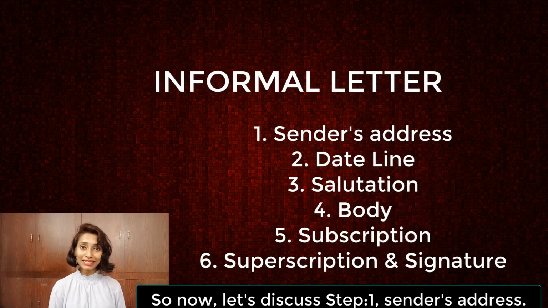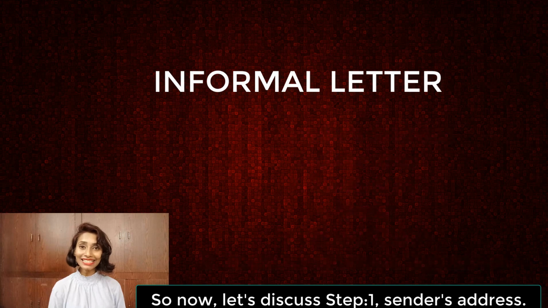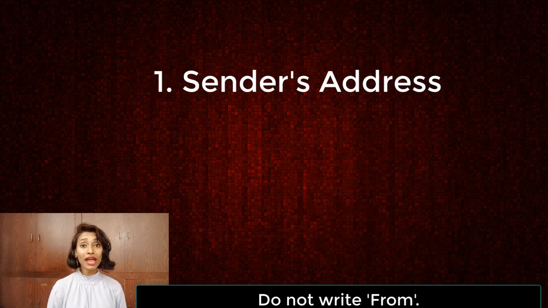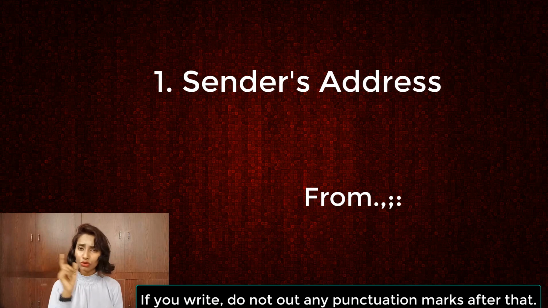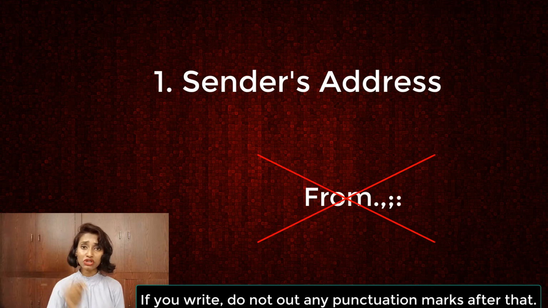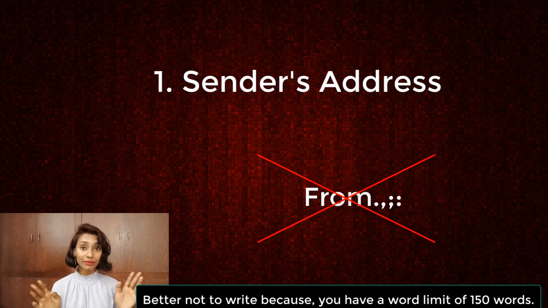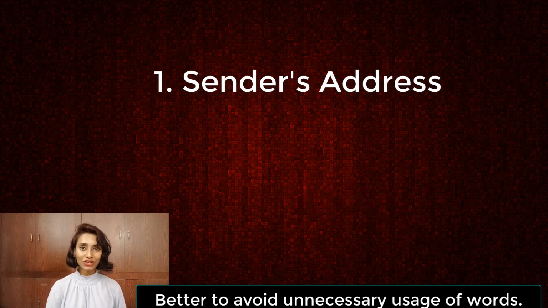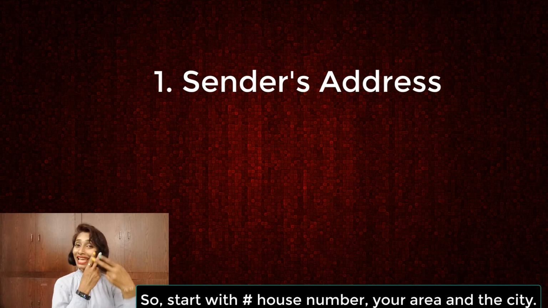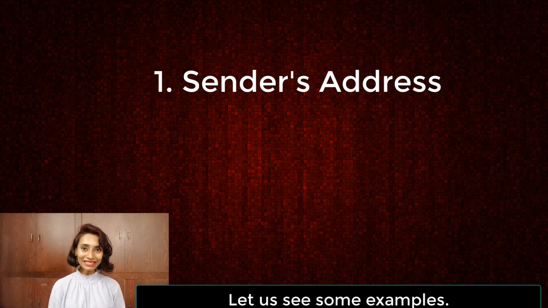So now let us discuss step 1, that is the sender's address. Do not write "From." If you write it, do not put any punctuation marks after that. No full stop, no comma, no colon, no semicolon. Better not to write it because you have a word limit of 150 words. Better to avoid unnecessary usage of words. So start with the hash, house number, your place and the city. Let us see some examples.